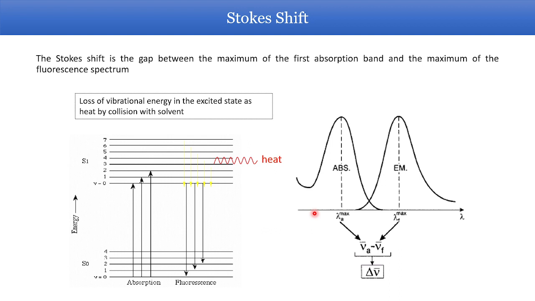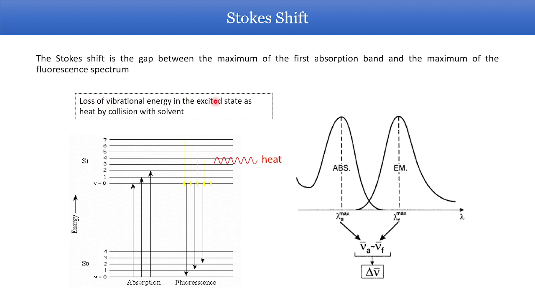Okay. Now the next term is Stokes shift. Stokes shift is the gap between the maximum of the first absorption band and the maximum of the fluorescence spectrum. So these are the two maxima of absorption and emission. Your Stokes shift is the wave number of absorption minus the wave number of emission or fluorescence, and that is indicated by a delta of the wave number. So that is Stokes shift, the difference between the first absorption band and the first fluorescence spectrum.